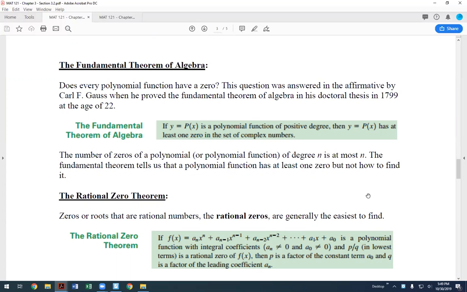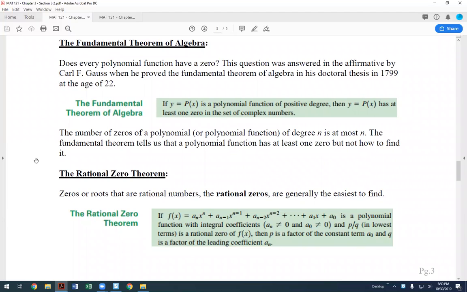So we're saying as long as you have a polynomial function with a positive degree, it will have at least one zero, and that zero will be in the set of complex numbers. When we're talking about complex numbers, we're not talking about just real numbers anymore. It can be in the real set, but it can also be in the imaginary set. So if you expand your set to include imaginary numbers, then yes, we can at least find one zero to our polynomial function.